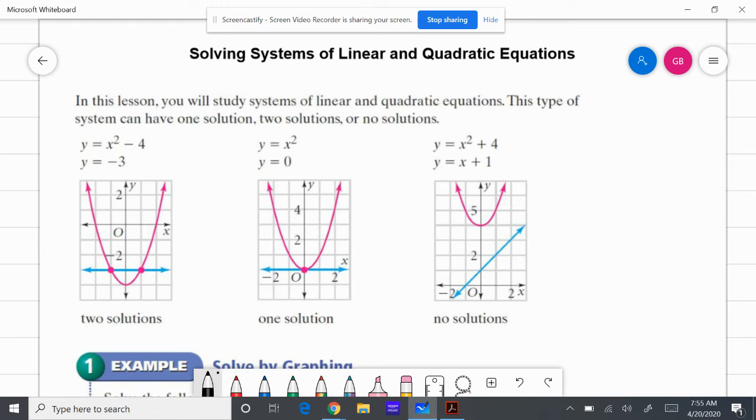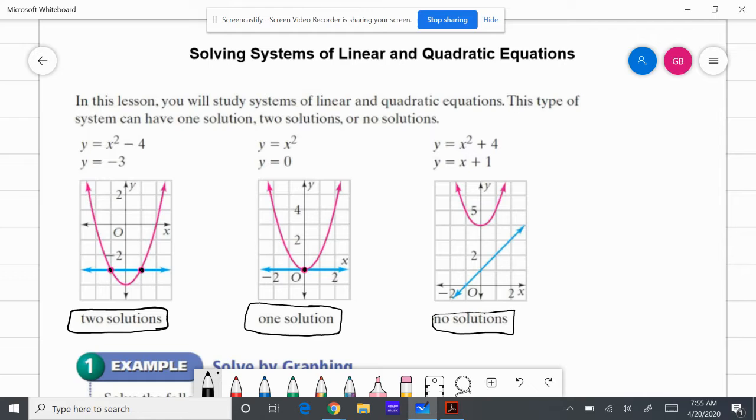Notice in the first graph, this quadratic equation and this linear function intercept at two different points. So that's why it has two solutions. In the second example, y equals x squared and y equals 0 only intercept here. So it only has one solution. And then the last example, these do not intersect. So there is no solution. This is just the number of solutions.